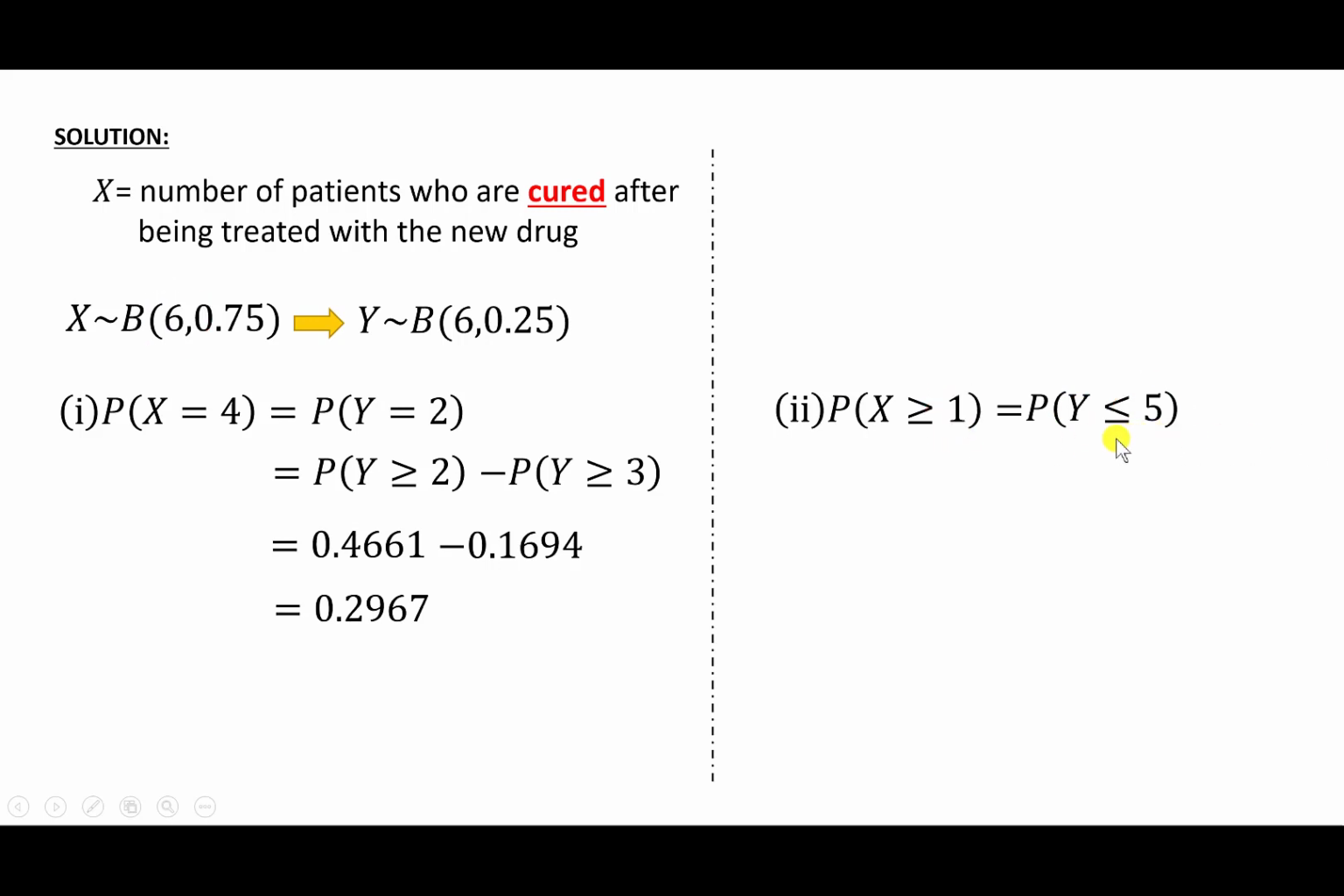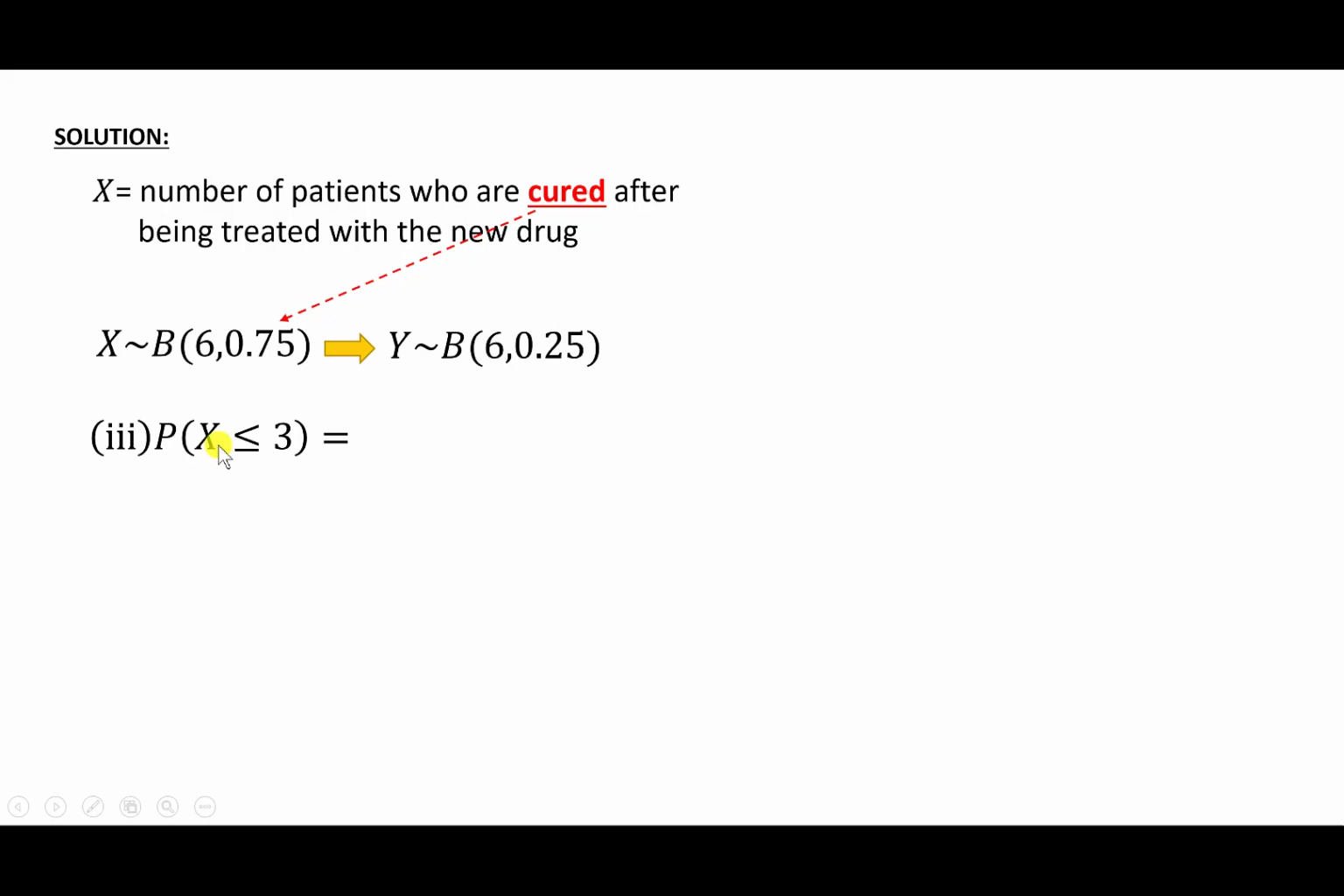To find this probability, the notation is less than equal. So we have to do 1 minus probability Y greater equal than 6. Get the probability of this in your table and get the final answer. For question 3, X less equal than 3. So we change into the Y random variable. It becomes Y greater equal than 3, since 6 minus 3 is 3. We look here, the notation is already greater equal. So we directly use the binomial with probability 0.25, and we get the answer is 0.1694.